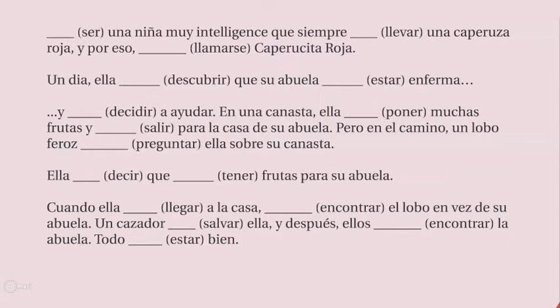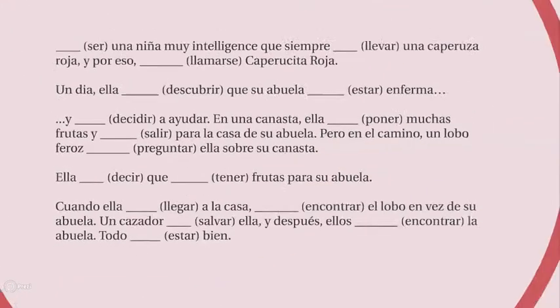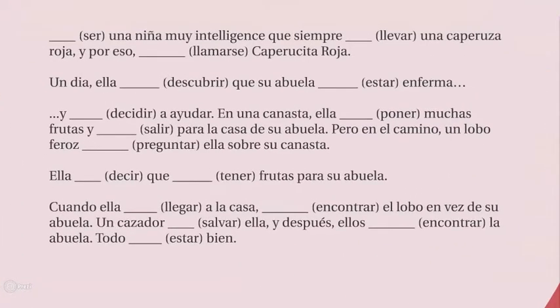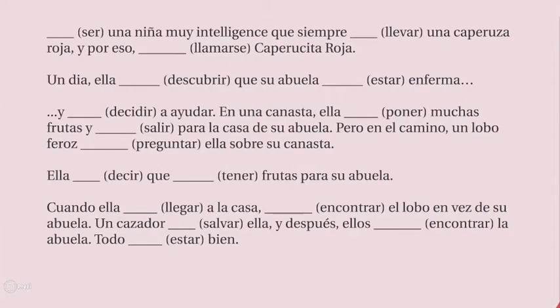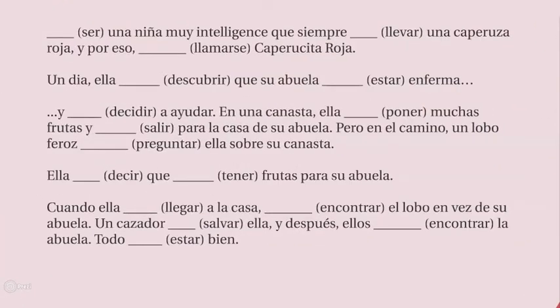Thankfully, you can see that the rest of the passage is all action, which means it's all preterite, right? Cuando ella llegó a su casa, encontró el lobo en vez de su abuela. Un cazador salvó ella, y después ellos encontraron la abuela. But don't forget about estar. That's not preterite, that's a state of being, which makes it imperfect. It doesn't just end, she doesn't just stop being. Therefore, imperfect tense. Todo estaba bien.